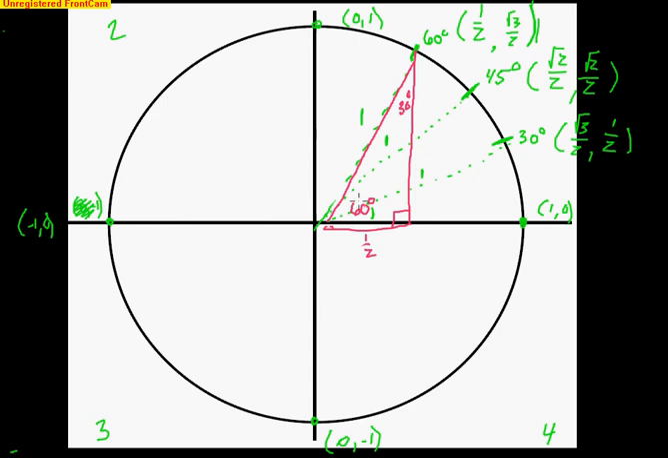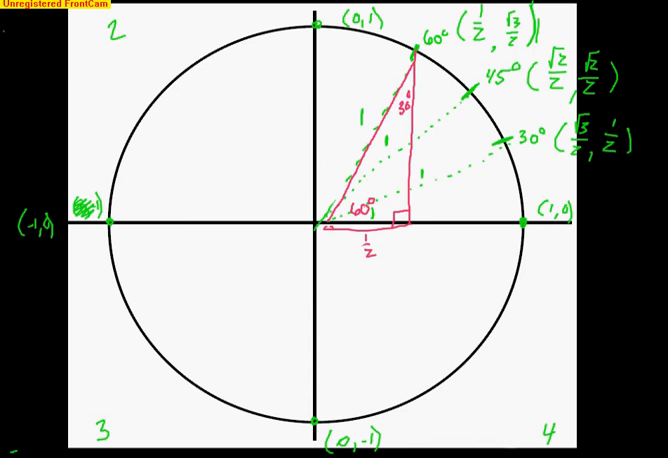But of course, technically, let's be honest here, it's the x value divided by the radius. That's where we get radical 3 over 2 divided by 1. That's why with the radius of 1, we don't have to worry about dividing by the radius, because the radius is 1, so it makes it easy. So hopefully that makes sense here.